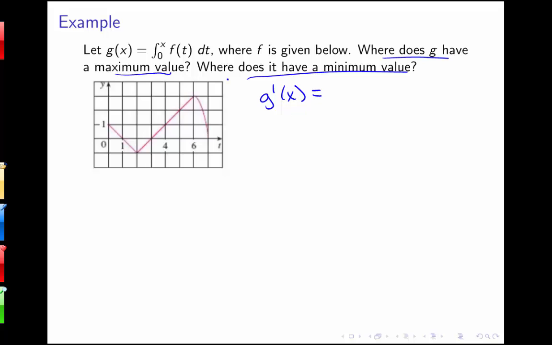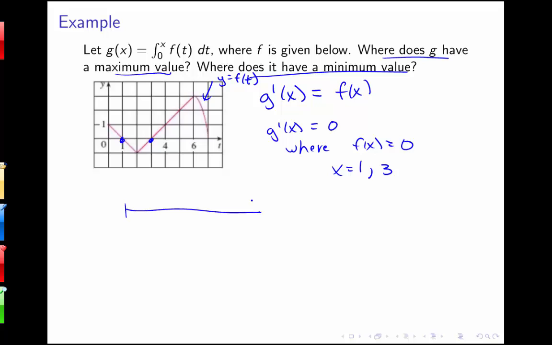So notice that here we would apply the first part of the fundamental theorem. I would have to say that g prime of x is equal to f of x, and I know that this is the graph of y equals f of t. This is my graph of f, and I would look at this to identify my critical points of g. So notice that g prime of x is equal to 0 where f of x is equal to 0. So that's going to be at 1 and at 3. Okay, let's see, I guess it also hits at the endpoints.